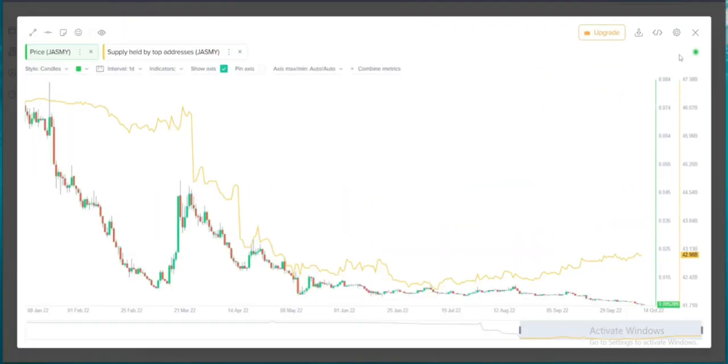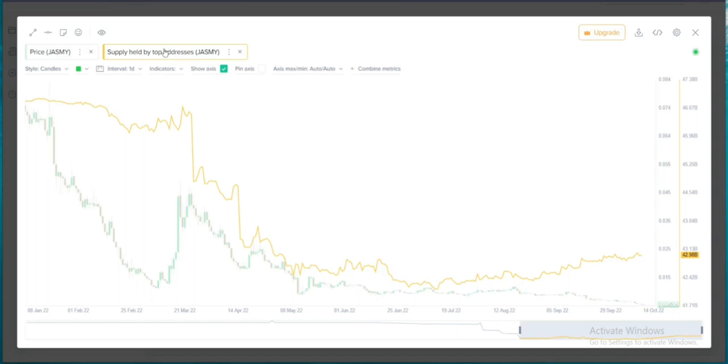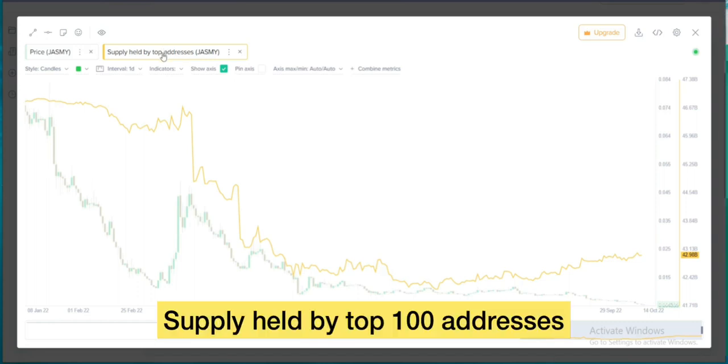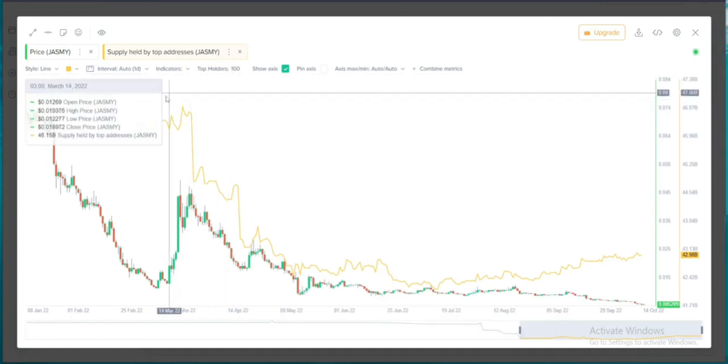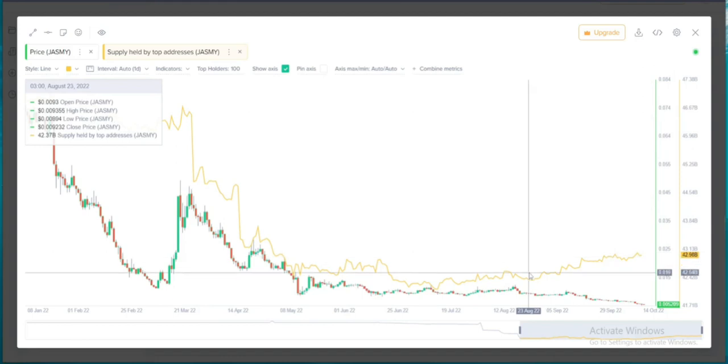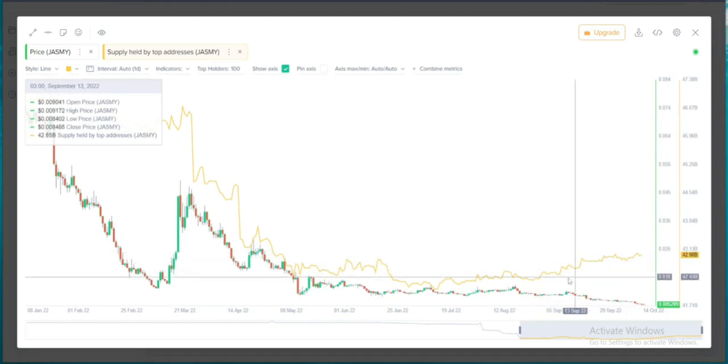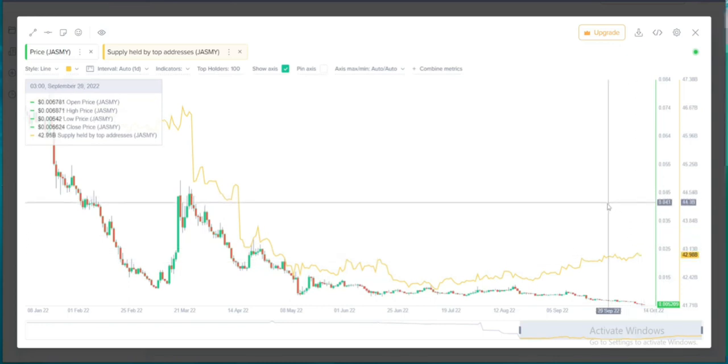One positive metric that we see on the Jasmy price chart right here is the supply that is being held by top exchanges here. Which one did I use? I used the top 100. What they are doing, you can see that they are actually accumulating right here. You can see the divergence of the accumulation right here. They're actually accumulating up to 42 billion, 43 billion.